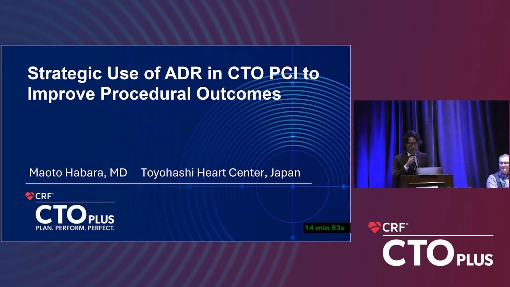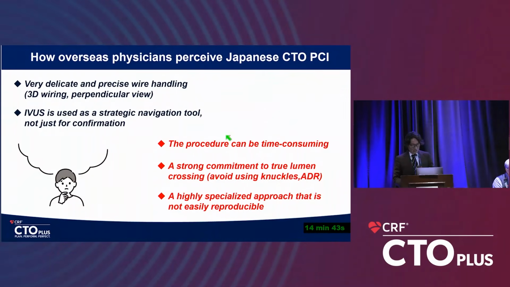My name is Maoto Habara from Toyohashi Heart Center in Japan. That is a very rural area in Japan. My topic is a very technical issue. Overseas physicians' perspective of Japanese CTO PCI: on the positive side, I think it is very dedicated, with precise wire control and handling, and IVUS is used as a strategic navigation tool.